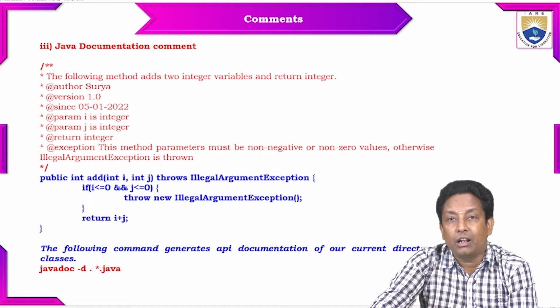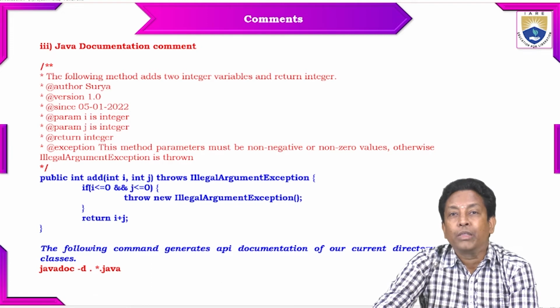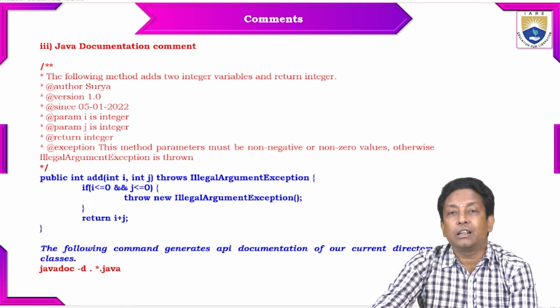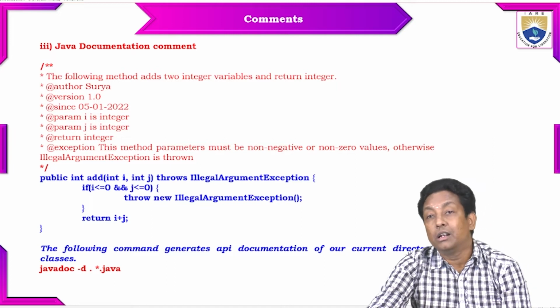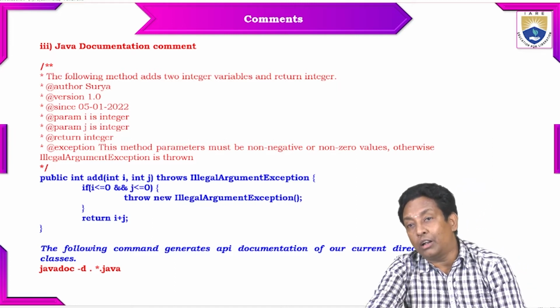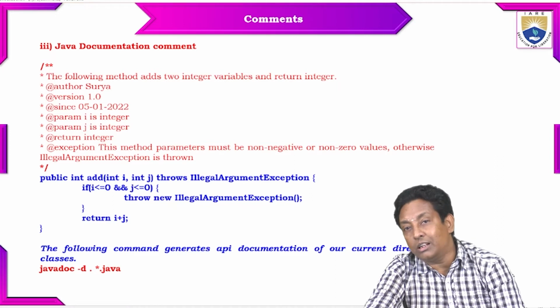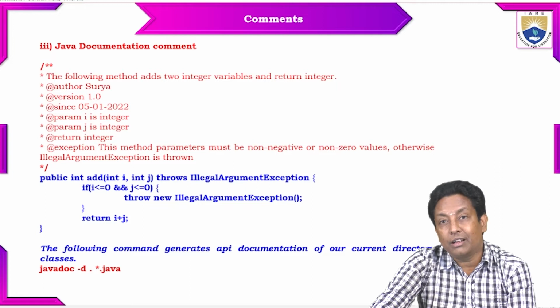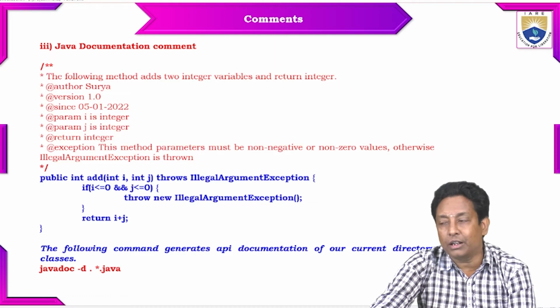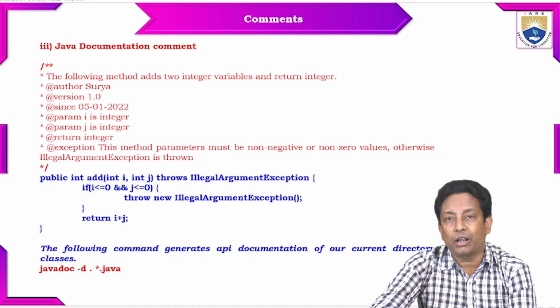@author Surya, @version 1.0, @since 5/1/2022. @param i is integer, @param j is integer, @return integer, @exception: the method parameters must be non-negative or non-zero values, otherwise IllegalArgumentException is thrown. Then whenever somebody reads this method, they clearly understand what it does. The following method adds two integer variables and returns an integer value. The point is very clear. Who wrote this method? Surya.